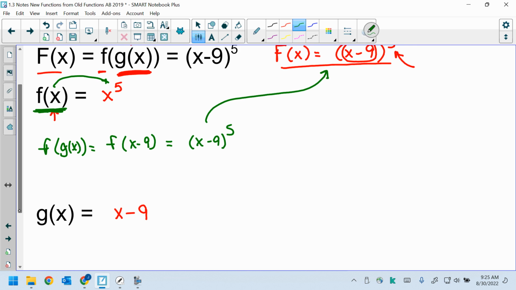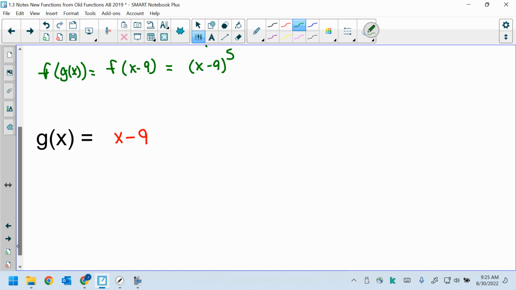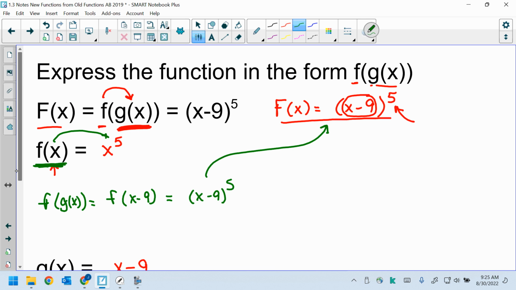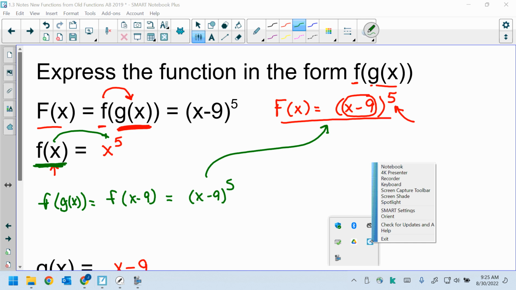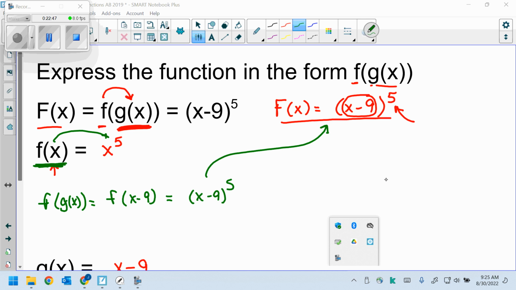Get to practice this again? No, that's it. You get to practice it on your homework. All right. And with that in mind, good luck on that homework.